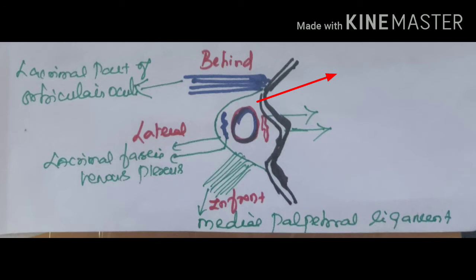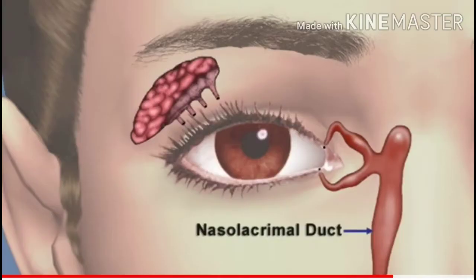The sac is related anteriorly to the medial palpebral ligament and posteriorly to the lacrimal part of the orbicularis oculi muscle, and laterally by the lacrimal fascia and minute tributaries of veins, and medially it is separated from the middle meatus by the lacrimal groove.